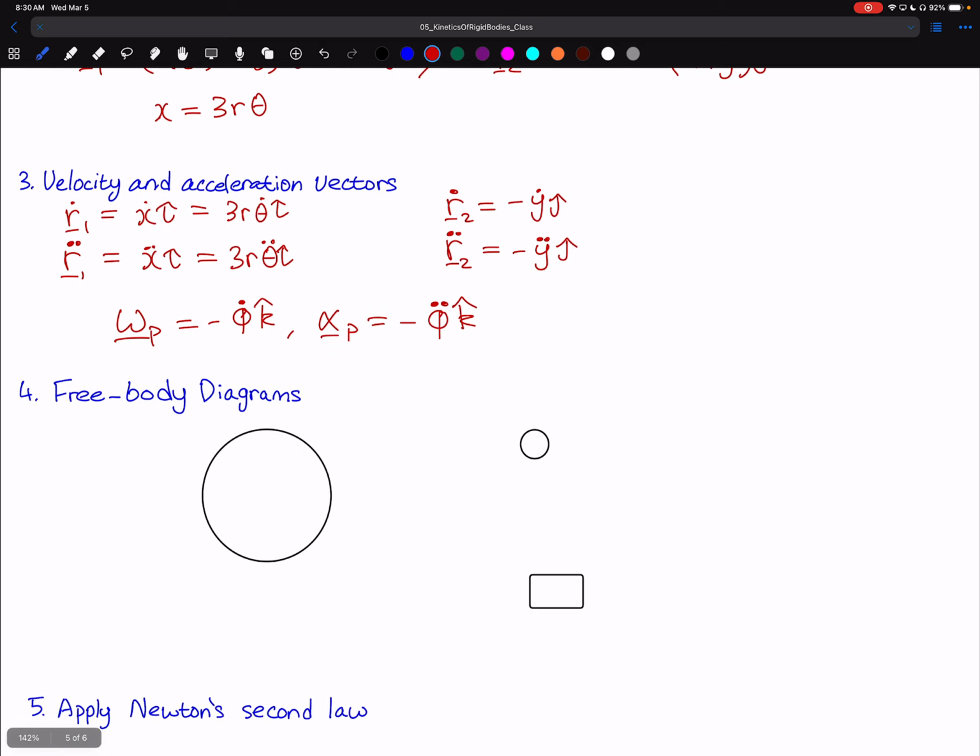Okay, so on Monday we'll go through free body diagrams for this problem. Then we'll apply Newton's second law or Euler's law, and we'll solve for the equations of motion. Okay.